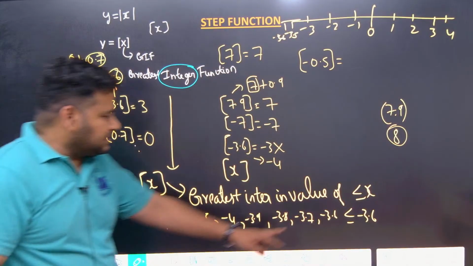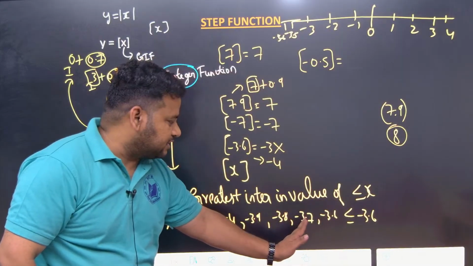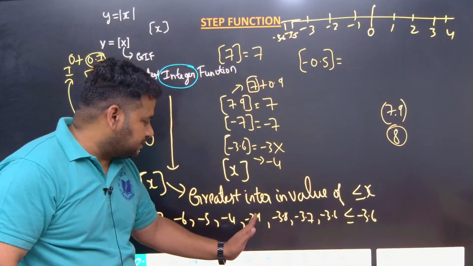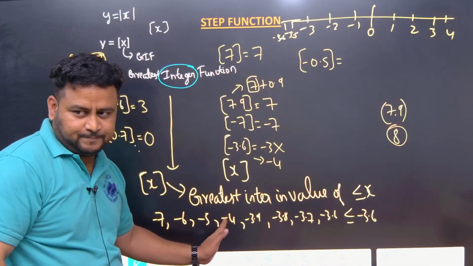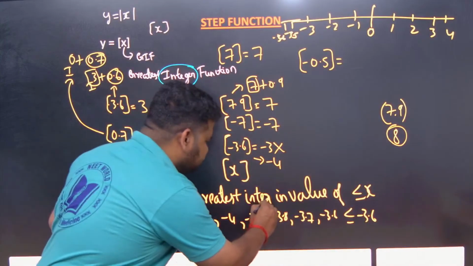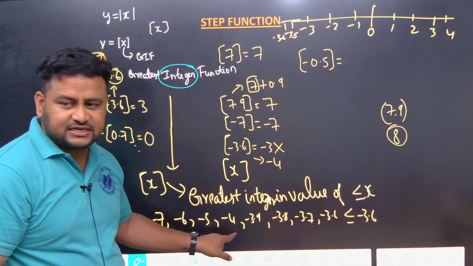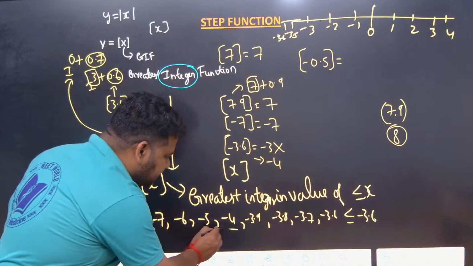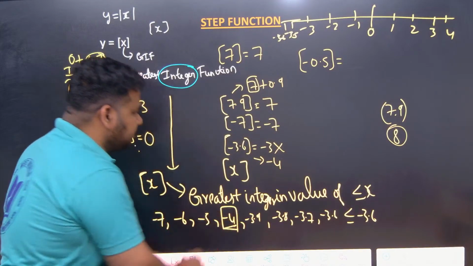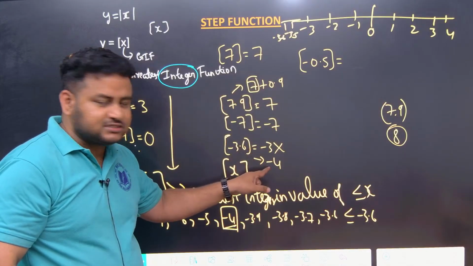Now if you see less than or equal to minus 3.6, you are getting the values minus 3.6, minus 3.7, minus 3.8, minus 3.9, here minus 4. So the greatest integer in the value less than or equal to x, which is the greatest integer we are getting? This is the greatest integer. That's why we wrote minus 3.6 not as minus 3, you will write it as minus 4.